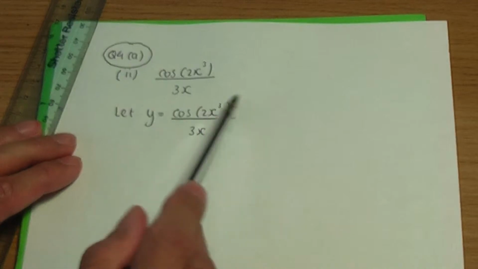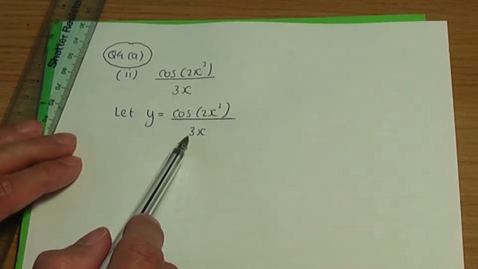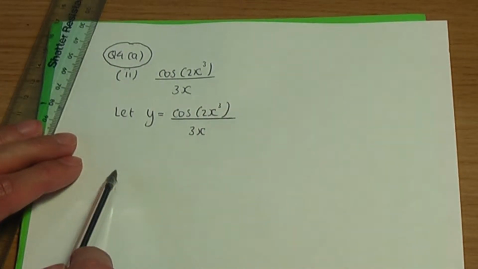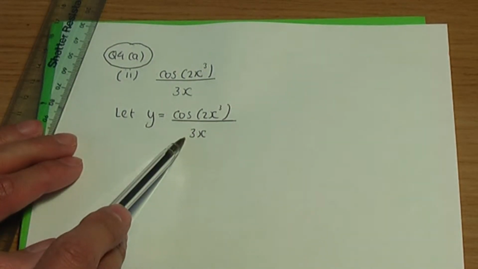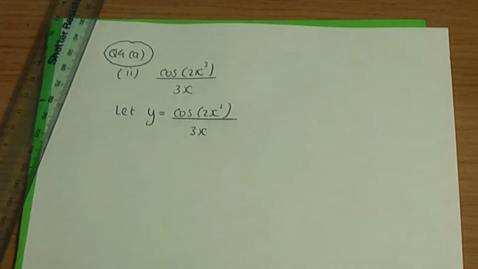Now over here, I have a quotient of two functions. So I'm going to use the quotient rule here. You can apply the product rule if you want.